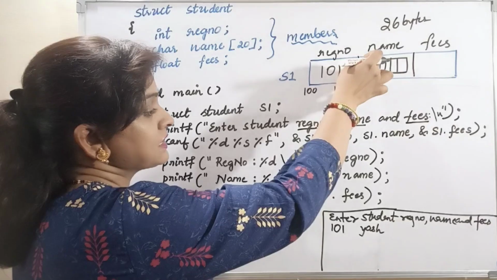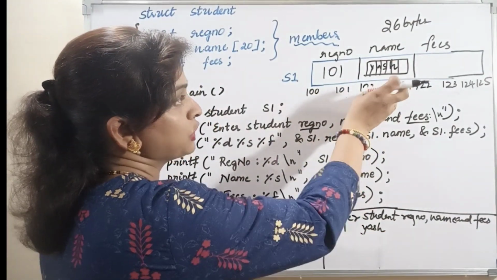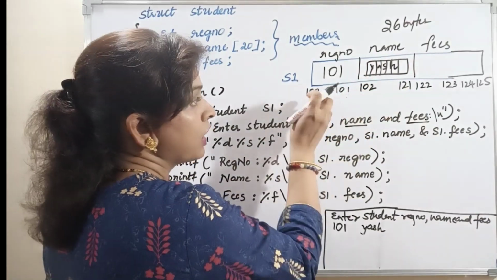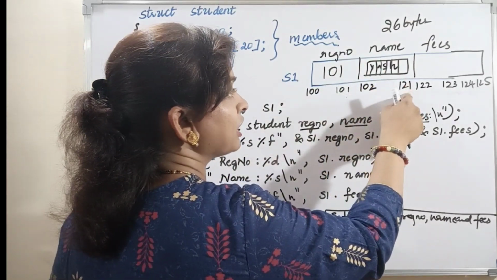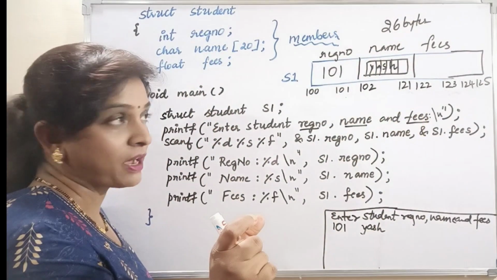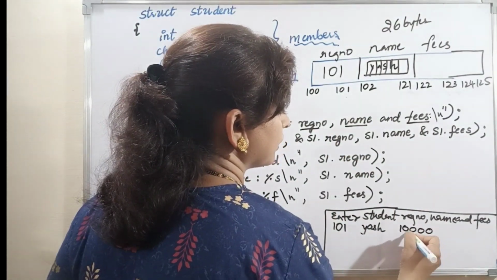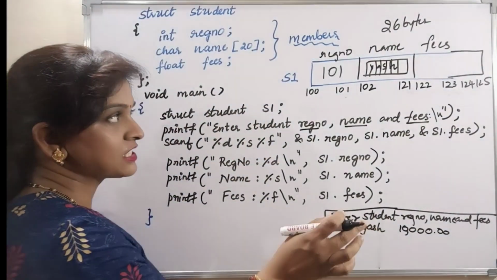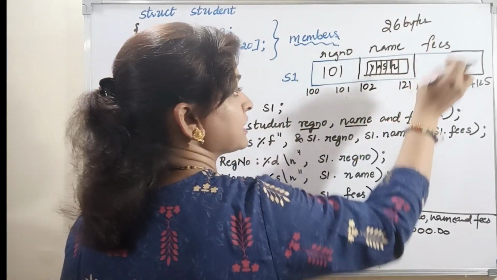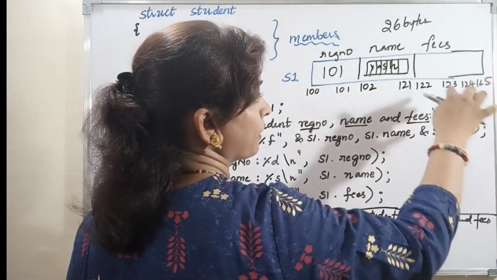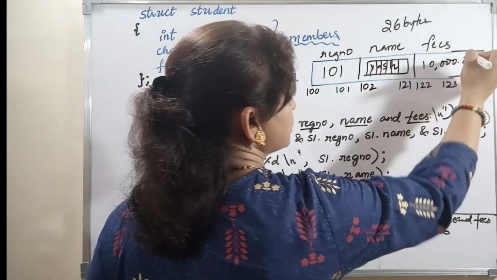So here I say store this value. I am going to store this value Yes into this array. So it starts from 102, with 100 and 101, 2 bytes, for register number. From 102 to 121 for the array, because it takes 20 bytes. Then I'll just give the amount, say 10,000. This will be the fees. That value I am going to store in the address of s1.fees. It starts from 122, 4 bytes: 123, 124 and 125. So that value will be stored here.